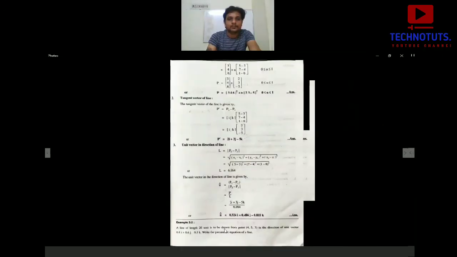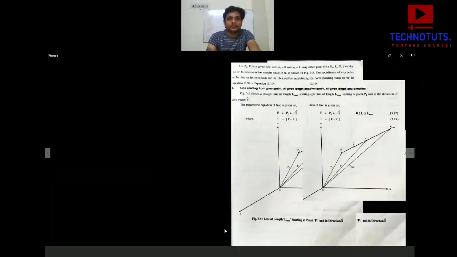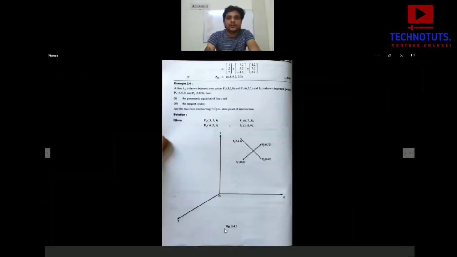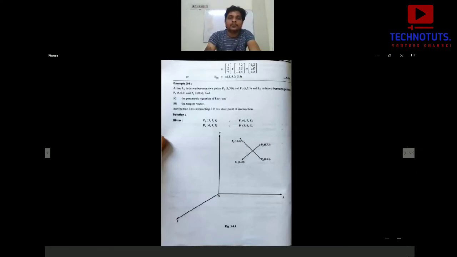Now substituting the value of u in equation number 1, you will get the point of intersection as 4.2, 5.2, 2.2. That means the x coordinate of the intersection point is 4.2, the y coordinate is 5.2, and the z coordinate is 2.2. This is the point of intersection of the two lines.